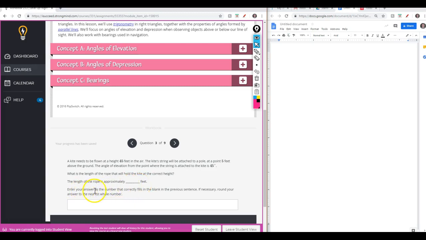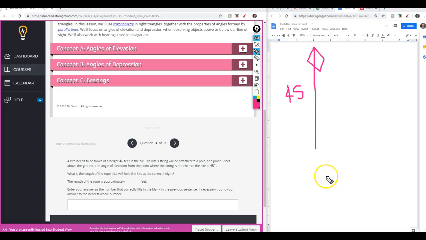Alright, so it says to enter your answer as a number that correctly fills in the blank in the previous sentence. If necessary, round your answer to the nearest whole number. So, a kite needs to be flown at a height of 45 feet in the air. So here's our kite. It is 45 feet in the air.